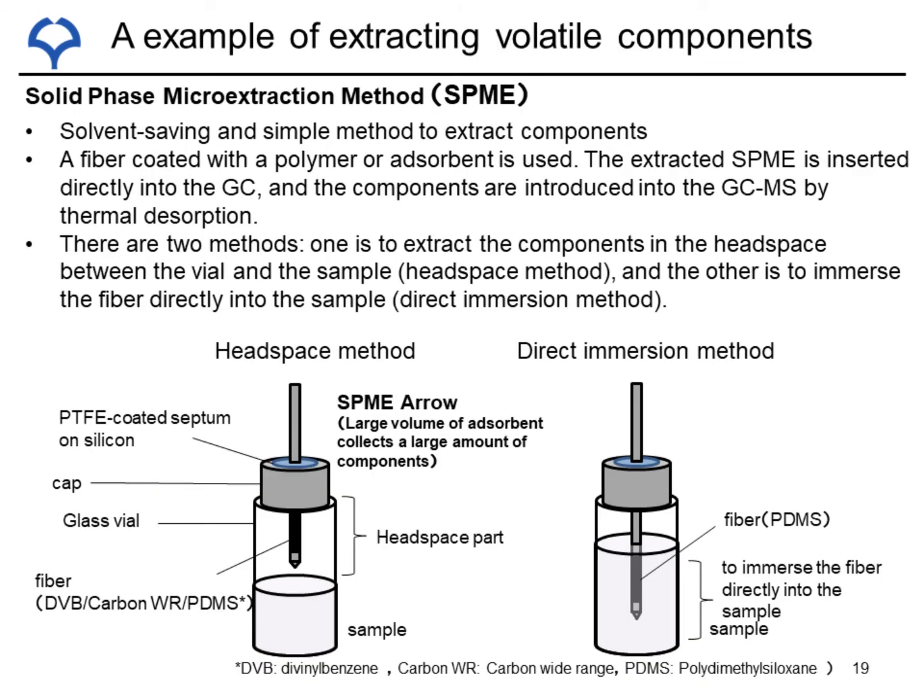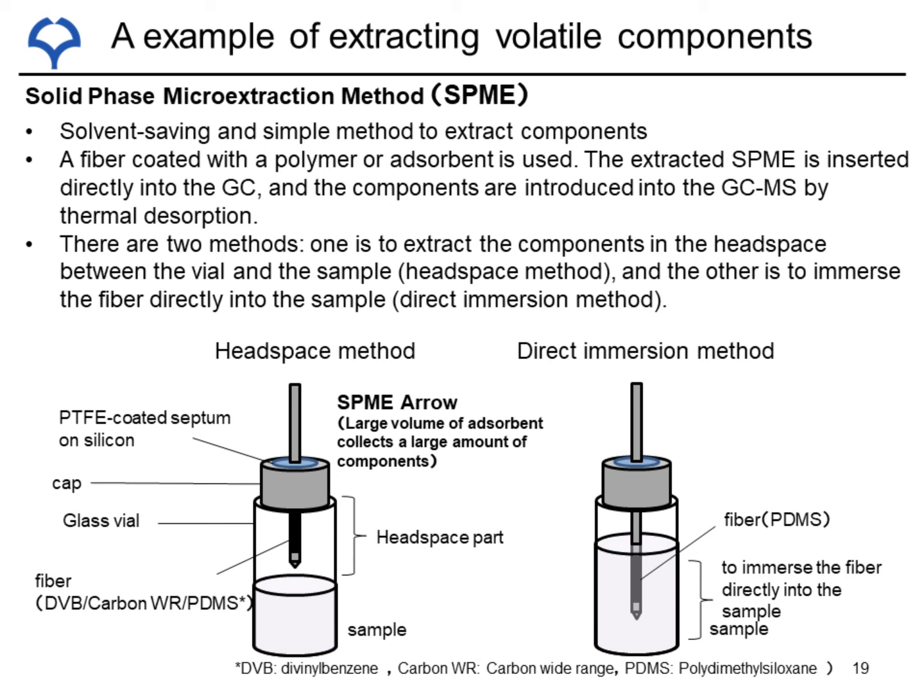The following is an example of an extraction method for volatile components. The solid phase microextraction method is a solvent-saving and simple method for component extraction. It uses fibers coated with polymers and adsorbents. The SPME fiber from which the components are extracted is inserted directly into the GC, and the components are introduced into the GCMS by thermal desorption.